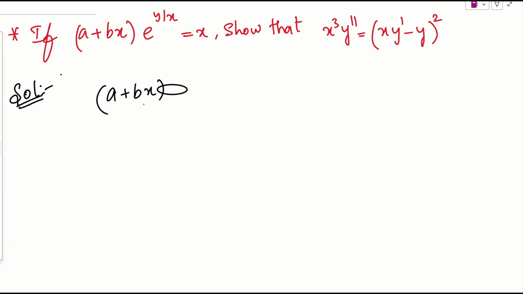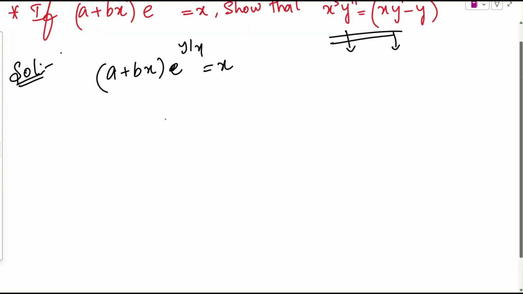This is e raised to the power y by x must be equal to x, right? If you look into this, we want something in the form of y is equal to something, then only we can do y double dash and y dash, agree? So what we have to do, we can't do directly. First of all, I'll rewrite this question.